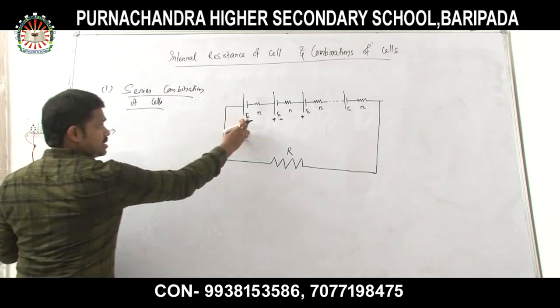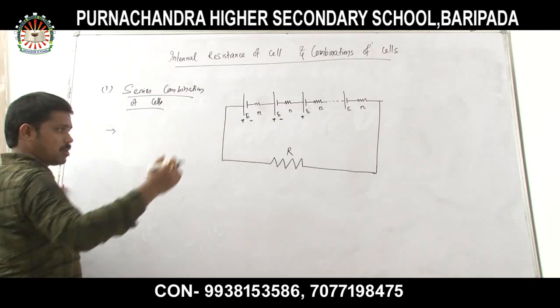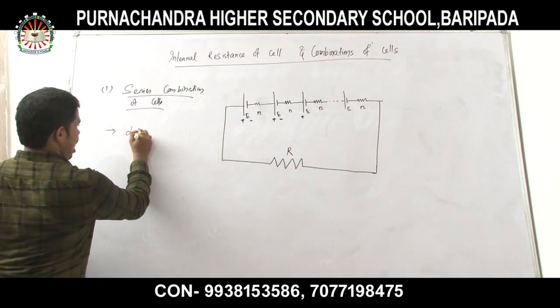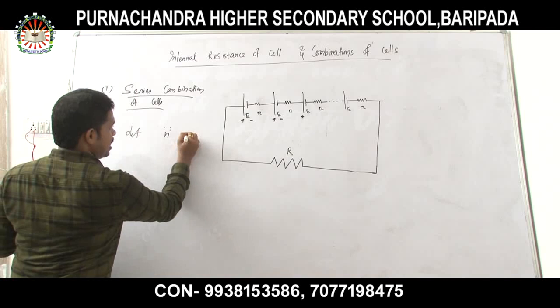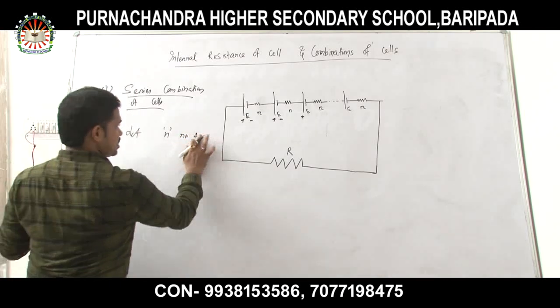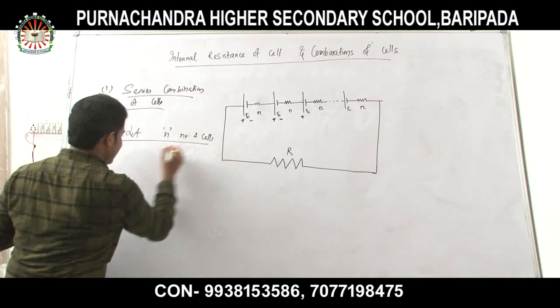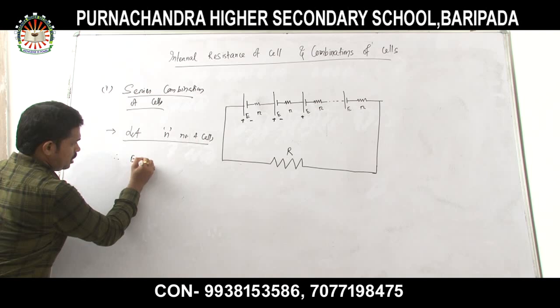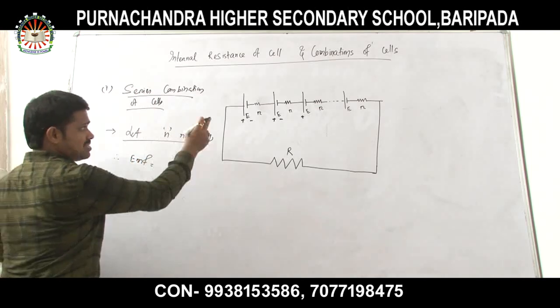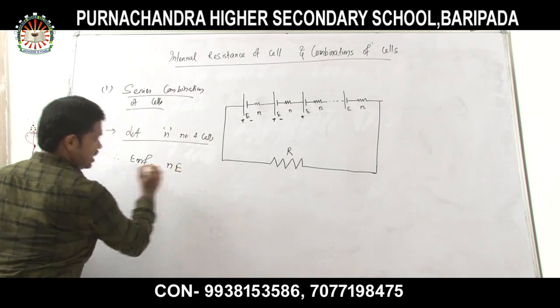That's why each cell is having an EMF E. So there are how many number of cells? Now n number of cells. Clear? Okay. So n number of cells. What is the total EMF? One cell is having an EMF E, so n number of cells means the total EMF becomes nE.